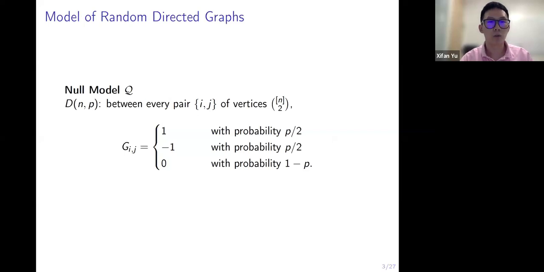We consider the following two models of random directed graphs. In the null model Q, we have a directed graph where between every pair of vertices, we have a directed edge with probability p, and it has the same probability of pointing in one of the two directions. And with probability 1 minus p, there is no directed edge between i and j.